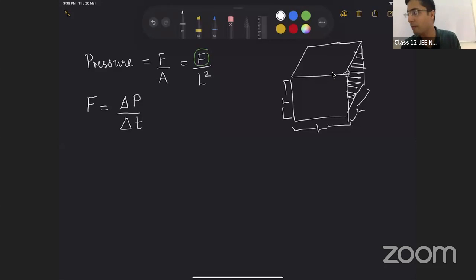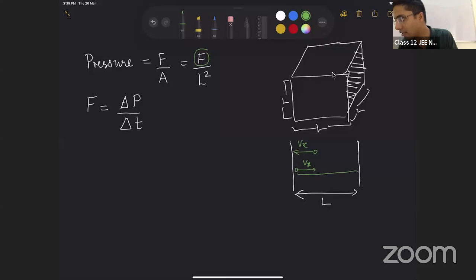Now if you take a wall, what is the rate of change of momentum? This wall is in the cube. The distance between the two walls is L. If you take one molecule, it will go with the speed of Vx, but because according to kinetic theory the collisions are elastic, it will also come back with the speed of Vx. Now the time between two collisions: once it collides here, it will go all the way like this, then come back. For the second collision to happen, it has to cover an extra distance of 2L, right?